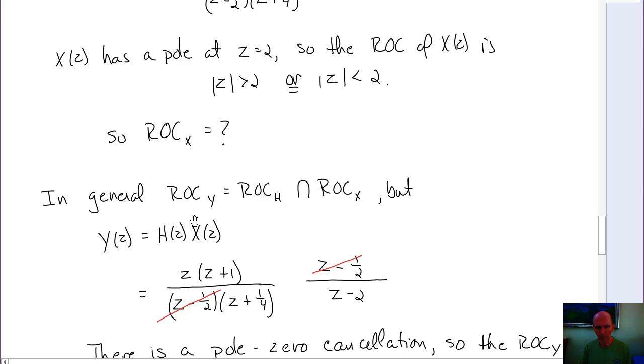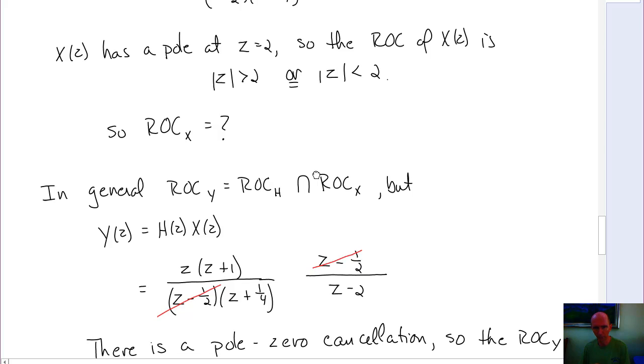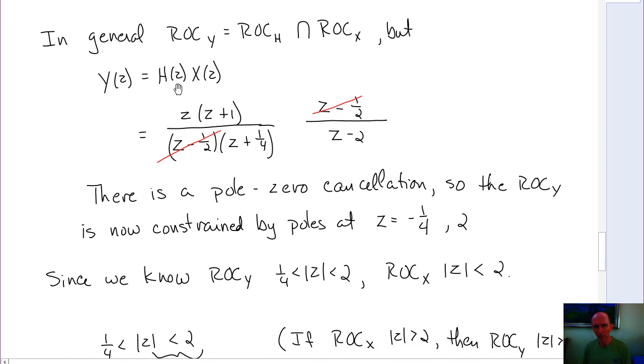Well, we can maybe look at it by inspection, but let's go through it. In general, the region of convergence of y is the intersection of the region of convergence of h and of x. But this is only true if there are no pole zero cancellations. In this case, if we multiply h times x, since we've already calculated x of z, we see that there's a pole zero cancellation. So z equal to 1/2 is not going to factor into the region of convergence of y of z.